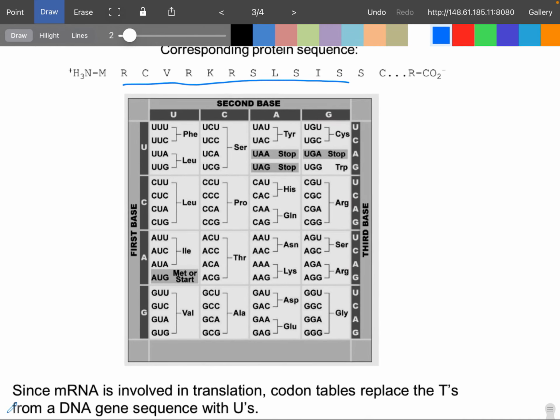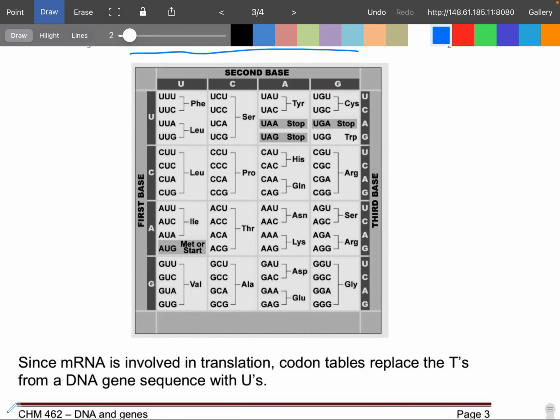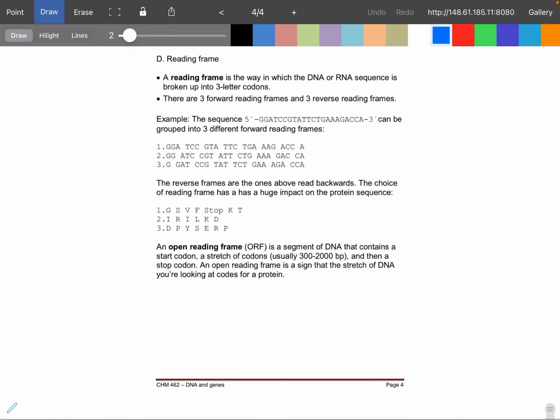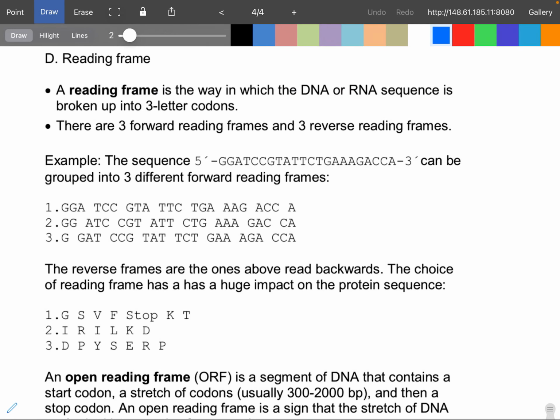And of course, there are various codon tables we can look up to identify what amino acid a particular 3-base codon is equivalent to. And so a lot of times we do see U's instead of T's in this table, because of course it is the messenger RNA that goes to the ribosome to enable translation. So a lot of times these tables are looking at U's instead of the T's that we would see in the DNA sequence. And then this leads me to finally talking about reading frame.